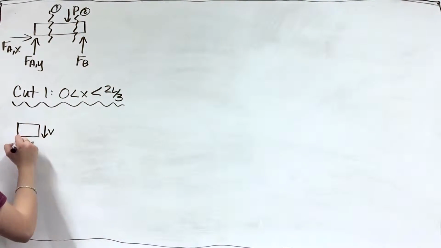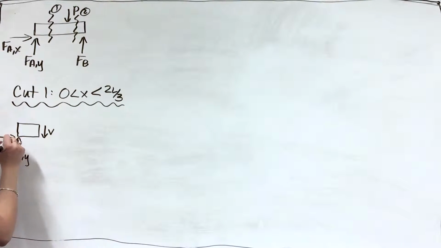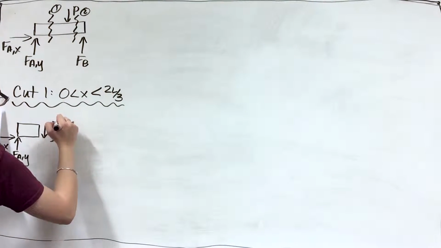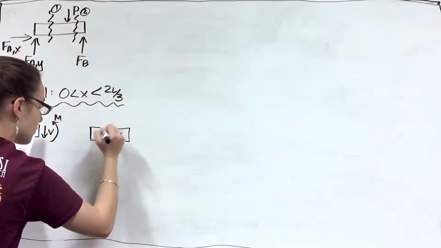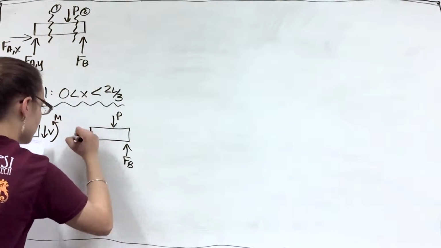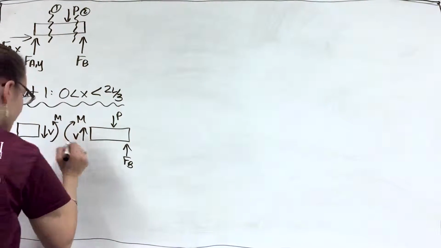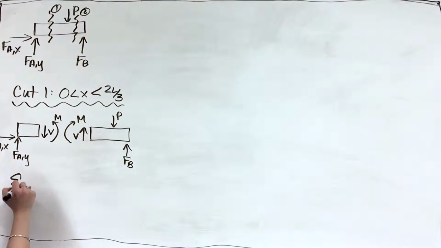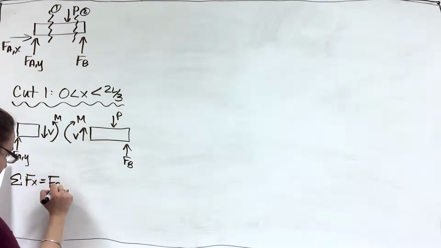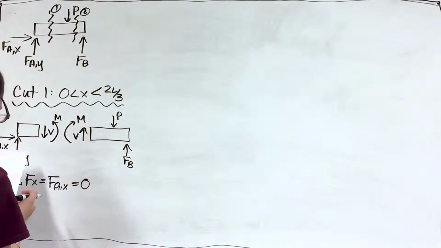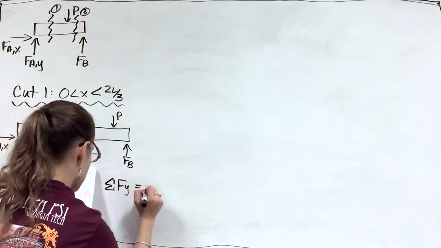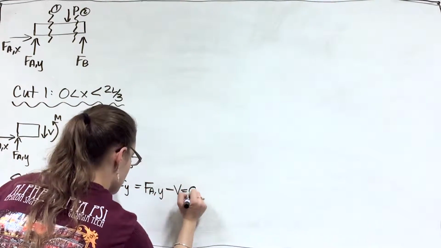So we go ahead and make a cut one before that, so between 0 and 2L/3, and one after, so between 2L/3 and L. So now that we made our cuts, we can go ahead and solve for our internal forces, so our shear force V and our moment force M. So when we look at our first cut from 0 to x to 2L/3, we can see that we've revealed those internal V and M forces.